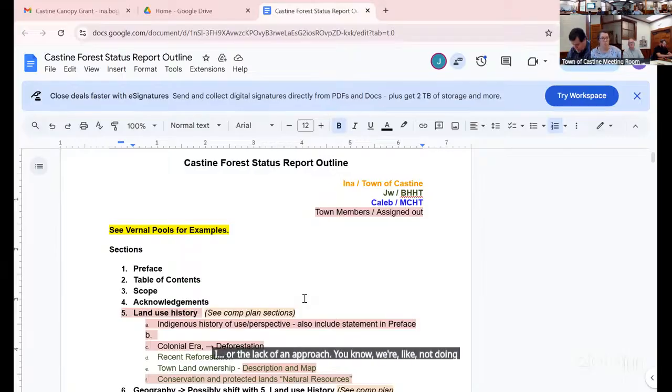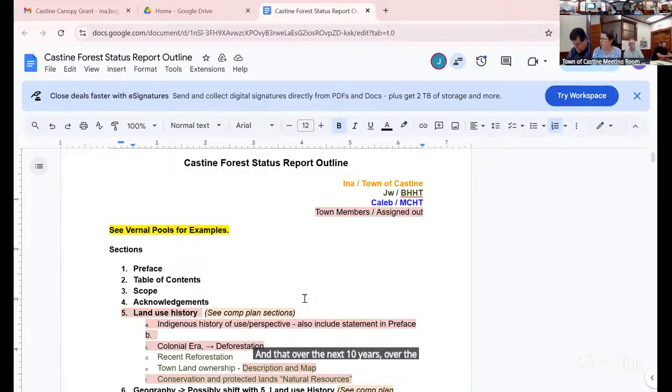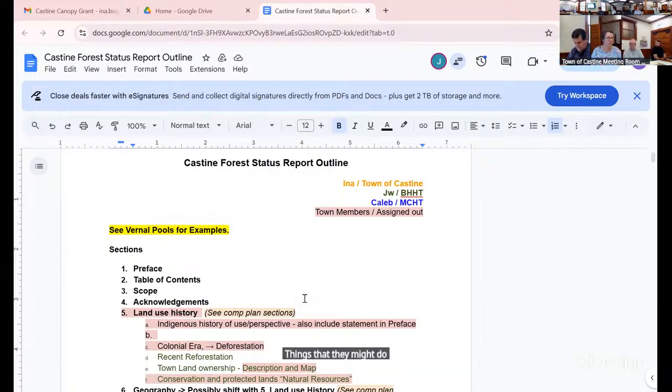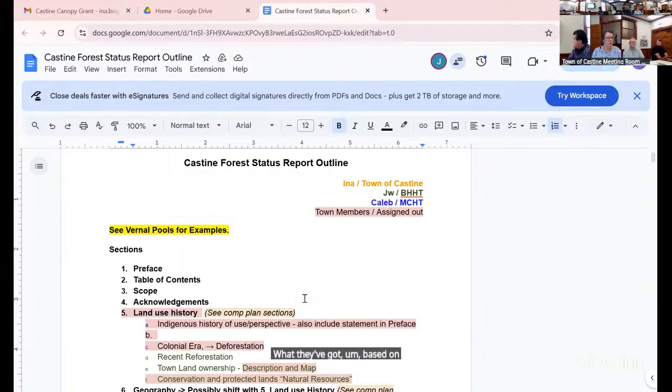What happens if you don't do X, Y, or Z? And that over the next 10 years, over the comprehensive plan period, we are monitoring in some way these specific sites, as well as raising awareness across townsfolk and landowners on things that they might do, how to better understand what's on their land, how to think about being a better steward of what they've got, based on their financial ability and their objectives and all that kind of stuff.